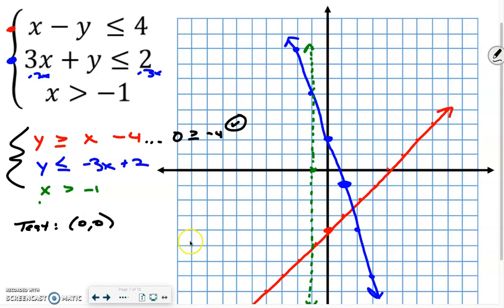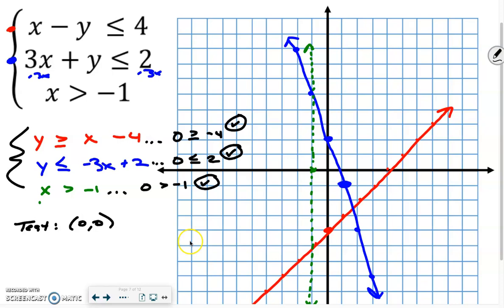All right, now for the blue line. Same story, put a 0 in for the y, less than or equal to 0 in for the x. 0 plus 2 is going to be 2. So again, is 0 less than or equal to 2? It sure is. So in relation to the blue line, I'm also going to shade toward the origin. And then finally, for the green line, if I put a 0 in place for the x, greater than -1, 0 is greater than -1.